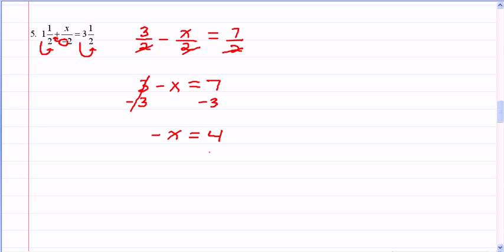But your problem isn't finished until you have x equals. You don't want to leave your answer as negative x equals. So I divide both sides of this equation by negative 1. And the final answer is x is equal to negative 4.